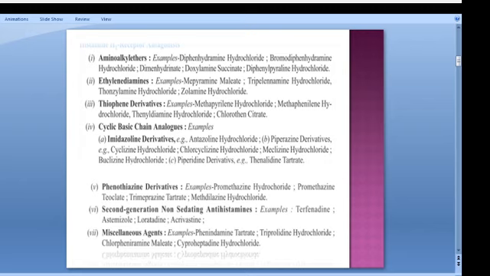Then the second generation. So what is the basic difference between first generation and second generation? The first generation has the capacity of penetrating the blood-brain barrier. So what will happen? It will produce sedation. Whereas the second generation drugs are non-sedating, because they do not have the capability to penetrate the blood-brain barrier. Okay, so we can discuss this one by one.